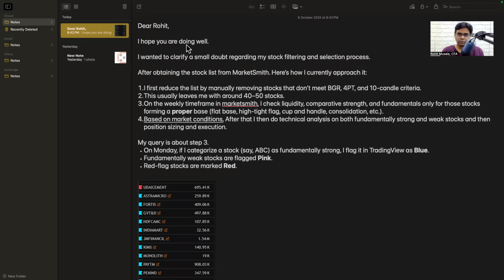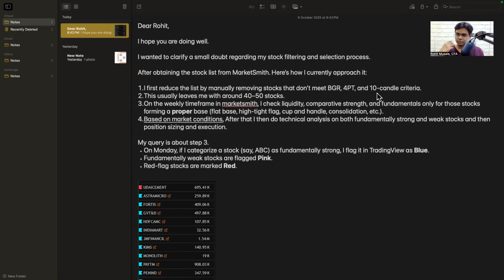Dear Rohit, I hope you are doing well. I wanted to clarify a small doubt regarding my stock filtering and selection process. After obtaining the stock list from MarketSmith, here is how I currently approach it. I first reduce the list by manually removing stocks that don't meet BGR, 4 points, and 10 candles.